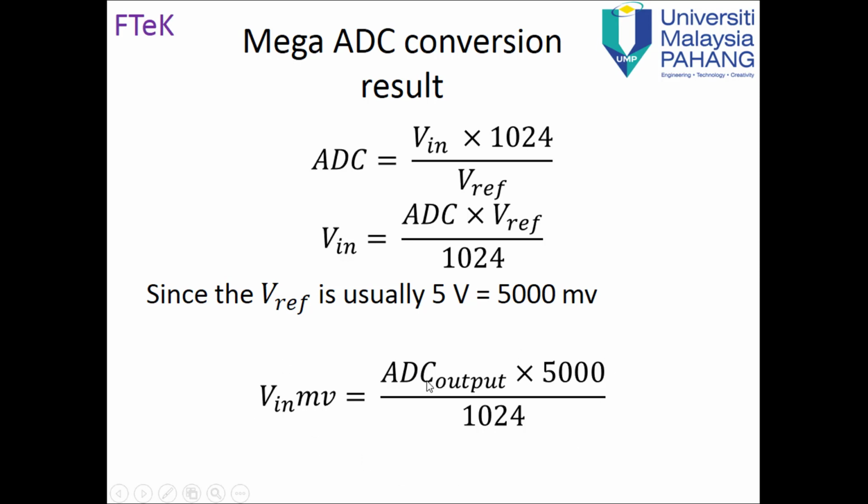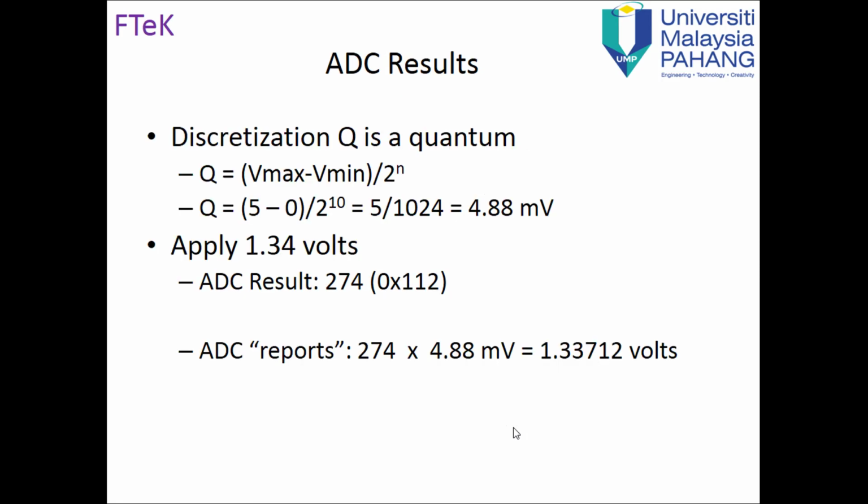So this equation will be used in our program. Vin in millivolts equals the ADC output multiplied by 5000 millivolts divided by 1024, which is the step or the resolution of the ADC. If we are discretizing, Q equals Vmax minus Vmin divided by 2 power n. We are using 5 volts, so it's 5 minus 0 divided by 2 power 10, so it's 5 divided by 1024. So this is the resolution of our ADC, which is a 10-bit ADC. Each step is 4.88 millivolts.